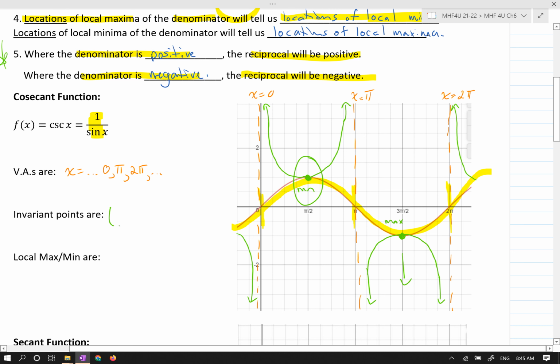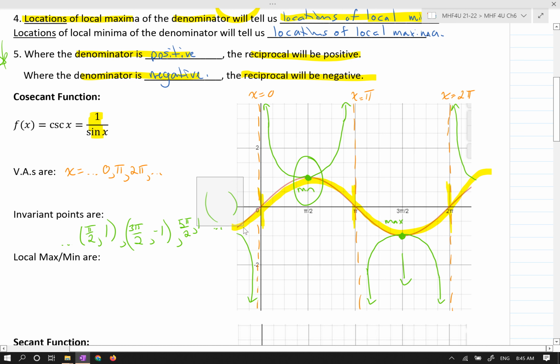My invariant points: I have one at pi over 2, 1, and I have one at 3 pi over 2, -1. And then this pattern will repeat. So then at 5 pi over 2, I'll have one at +1, etc. I'll put ... right there, and maybe ... dots beforehand to represent that this pattern would have continued on in the other direction as well.